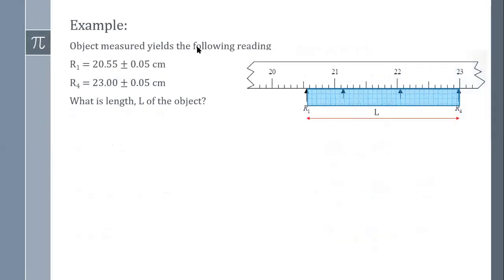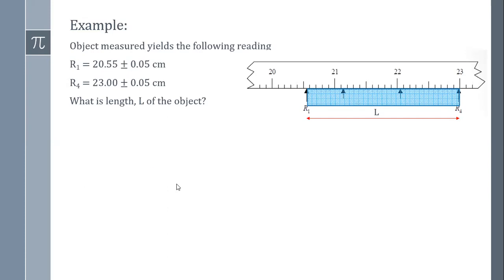Okay, so now one question. We're going to use the rules now. Whenever you want to find uncertainty, when there are 2 or more raw data involved, the first thing you must do is write an equation. Second, you write the uncertainty formula, then you find the answer. For example, here there are 2 raw readings, R1 and R4. The object measured yields the following readings. R1 is 20.55, R4 is 0.05 uncertainty because of the pointer reading. What is the length L?